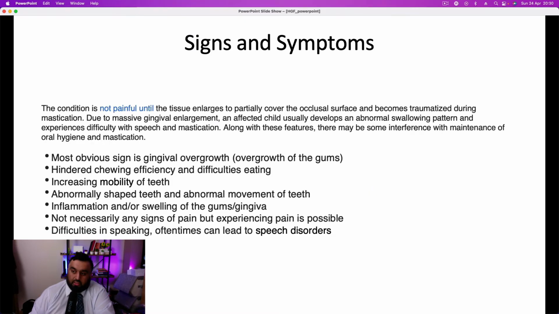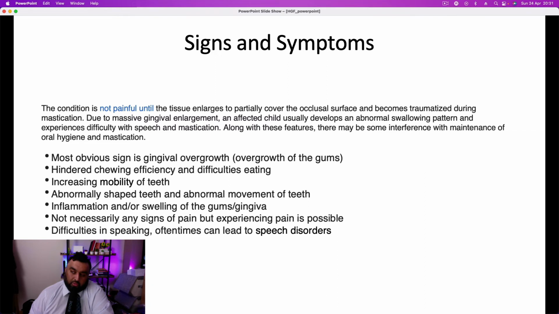When we're looking at signs and symptoms, it's important to note that the condition is not painful until the gingival tissue enlarges and partially covers the occlusal surfaces of the teeth and becomes traumatized because of this due to mastication or chewing. Due to the massive gingival enlargement, an affected child usually develops an abnormal swallowing pattern and experiences difficulty in speech and chewing. Along with these features, there may be some other interference and maintenance issues, especially in regards to oral hygiene and chewing.